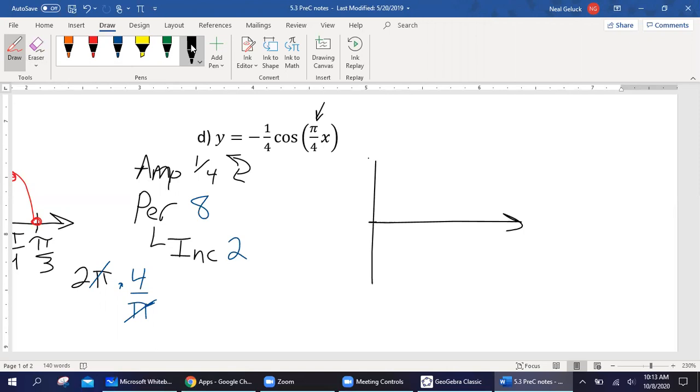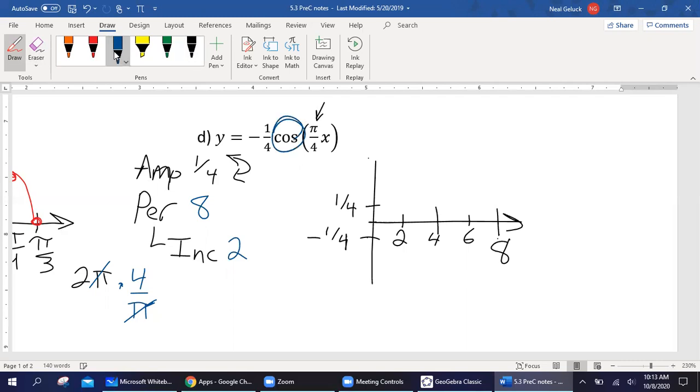So this is going to finish its cycle at the number 8. Always slice the period in half, slice each half in half. Every increment here is 2, so that's simple enough. 2, 4, 6, 8. The amp is only 1/4, so I'm only going up 1/4 and down 1/4. So again, not really drawn to scale, but I am going to try to make it look a little flatter. So up 1/4, down 1/4. And again, I'm not worried about you having it drawn to scale. As long as you label, we're fine. All right, so I'm set up.